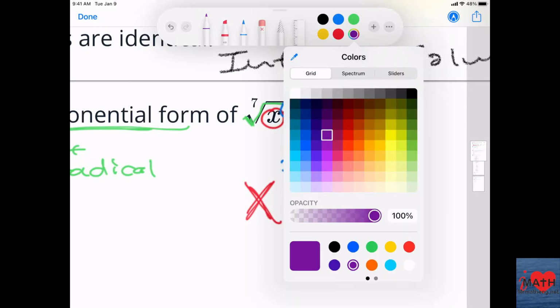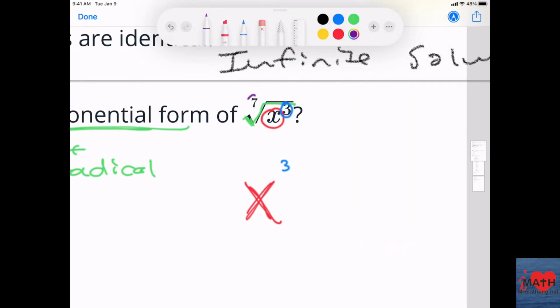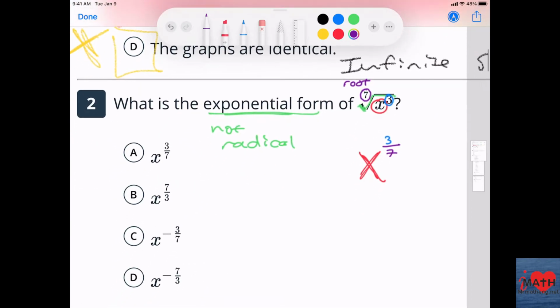And then let me go ahead and grab another color here. The purple, this is our root. That becomes your denominator. So my fraction there is x to the 3/7, which would be choice A. Okay. B is wrong. A lot of students on B, they think they mix up the numerator and denominator.